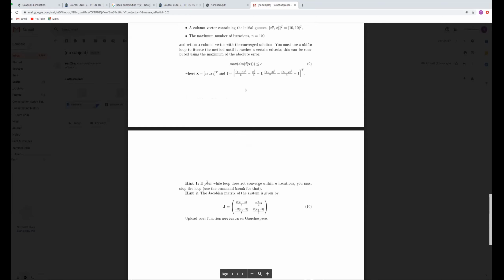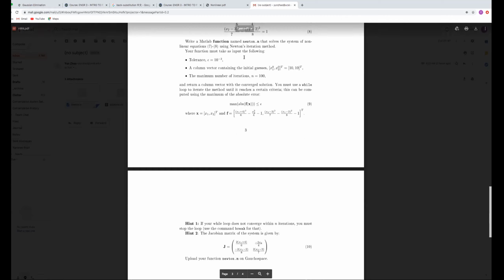And so here we give you some hints. We want you to use a while loop. You must use a while loop to iterate the method. And if your while loop does not converge within n iterations, so n here is 100, you must stop the loop. And also, we give you the formula to calculate the Jacobian matrix of the system here.